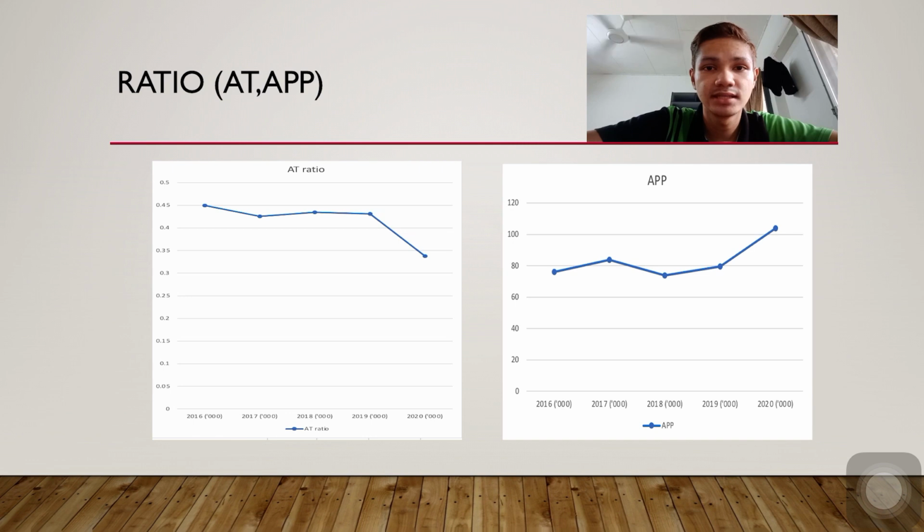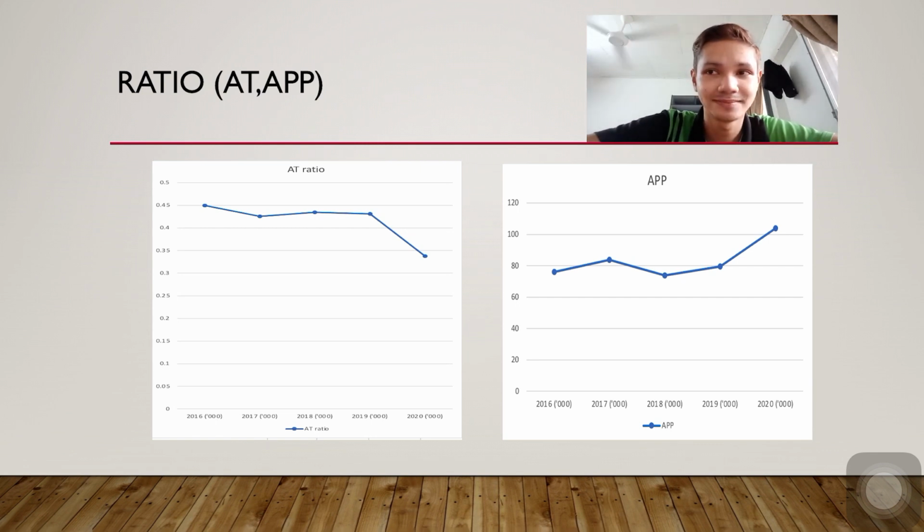As you can see in the graph below, the year that has the best average payment period is 2018 with only 73.90 times it takes to pay its accounts payable, and the worst was in 2020. That is, it takes about 103.90 times to pay the account payable.